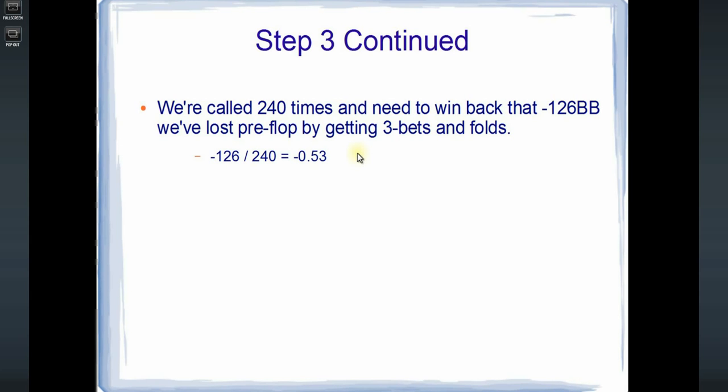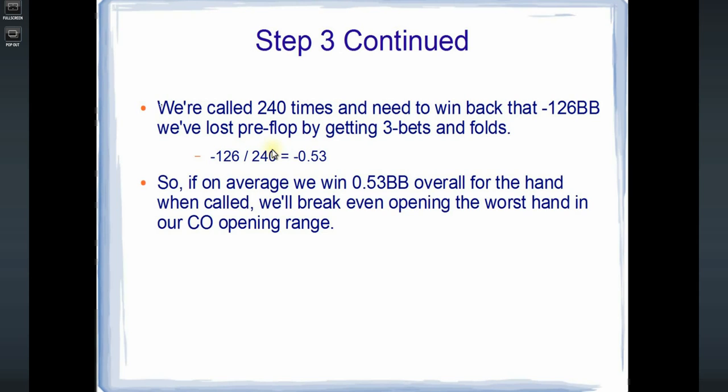So what that means is, since we overall were losing 126 big blinds pre-flop, but we were called 240 times pre-flop, we need to win on average 0.53 big blinds per hand each time we're called. That's how much money we would need to win on average per hand when we're called in order to have broken even by opening the weakest hand in our cutoff opening range. So if on average we win 0.53 big blinds overall for the hand when called, we'll break even opening the worst hand in our cutoff opening range.